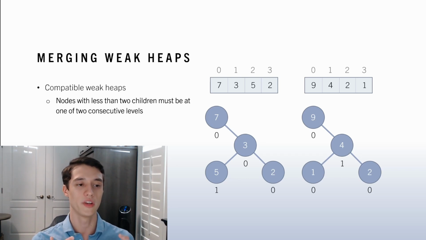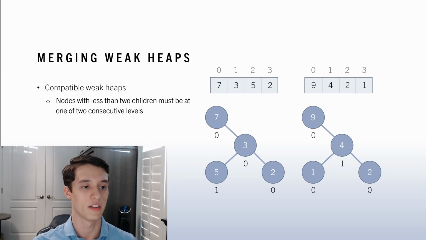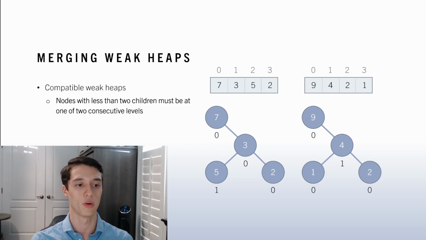And so for a weak heap to be compatible with each other, basically means that it's going to create a new weak heap. We just need the nodes with less than 2 children to be at 1 of 2 consecutive levels. And that makes sense, right? Because all of these nodes right here after the root are going to be at the same level. And so by our weak heap definition, we want those to be at the bottom 2 levels, right? And so we're going to combine those.